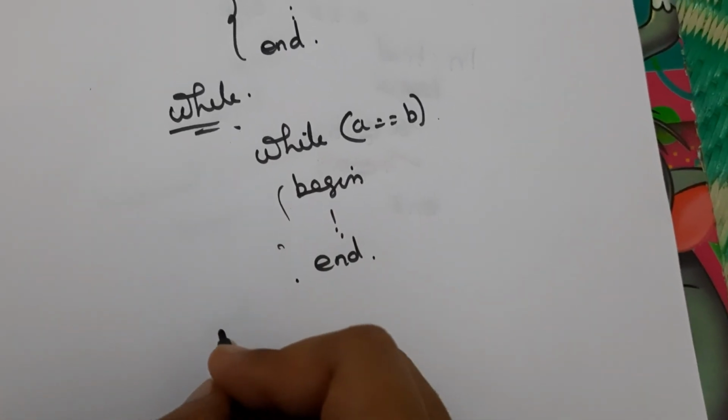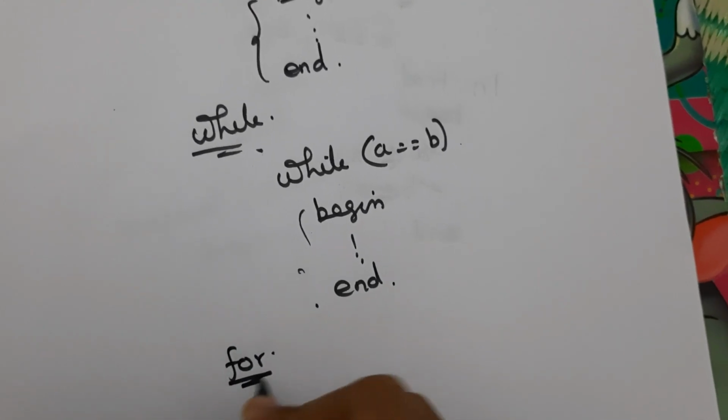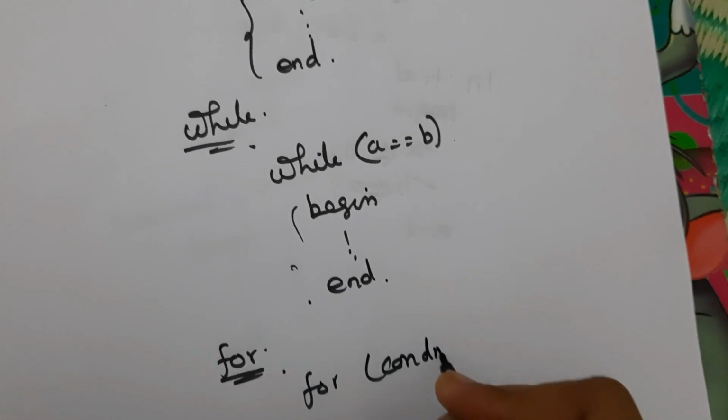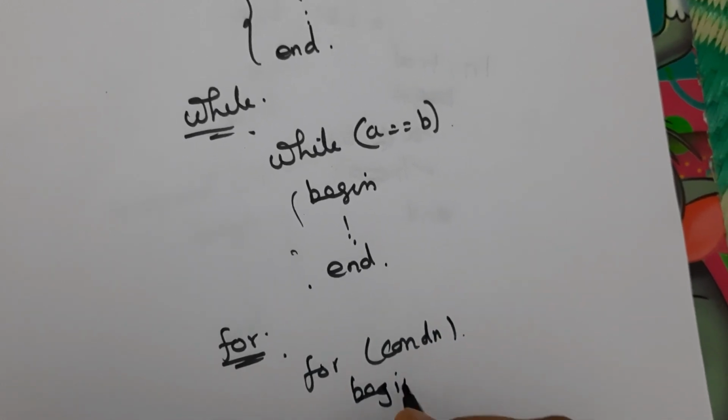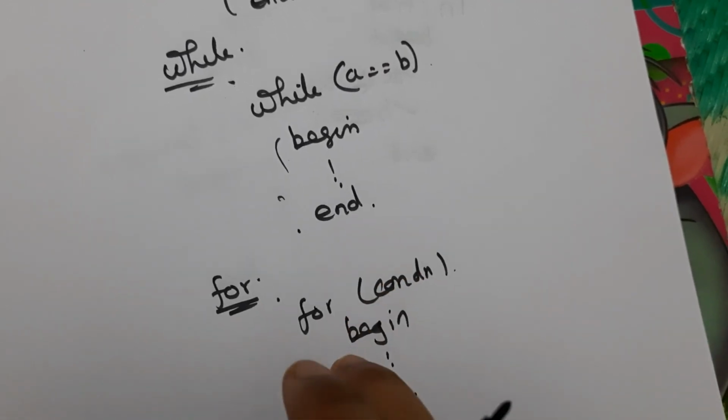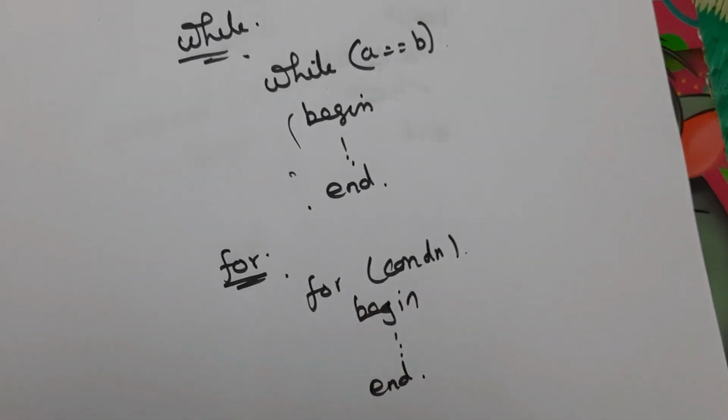Next one is for. Similar to while, for also gives the condition, begin, the function of the circuit, and end. So this is the for conditional statement.